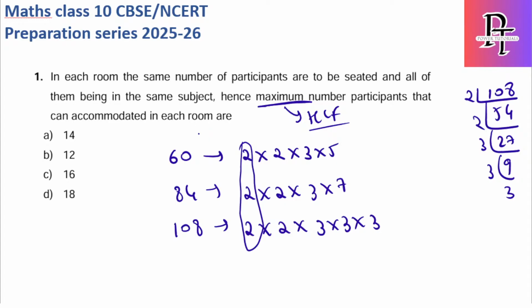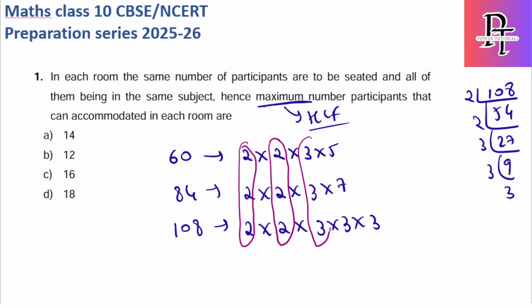another 2, okay, I'll change the color. No need to block it in my next one, just for reference I'm showing it here. We have one 2 common, we have another 2 common in all, and we have one 3 common in all. That's it, there is no other common. So the HCF is 2 into 2 into 3, which is 2 2s are 4, 4 3s are 12. So the maximum number of participants that can be accommodated in each room is 12.